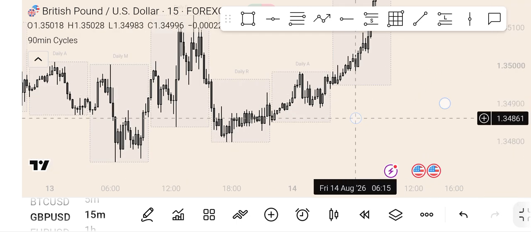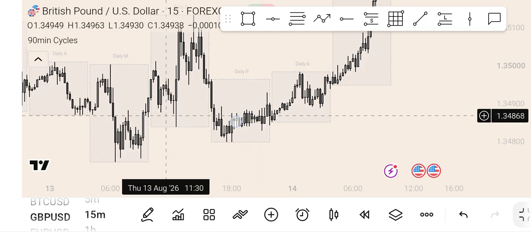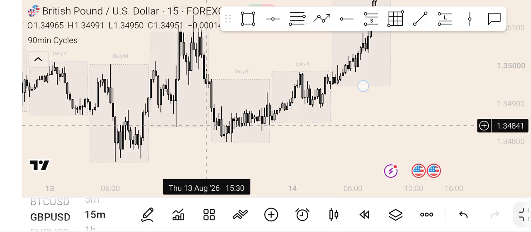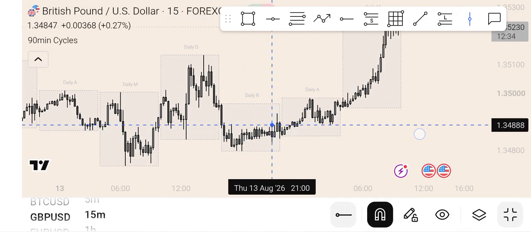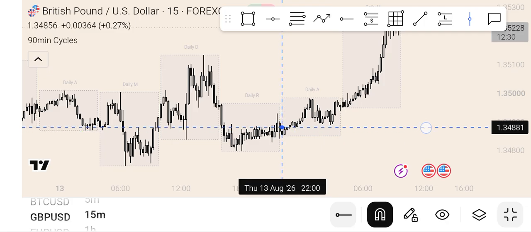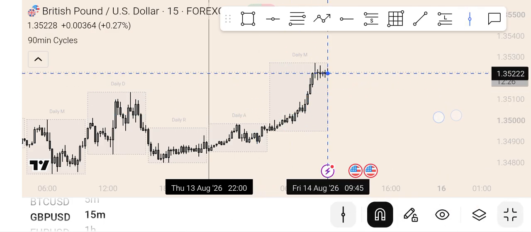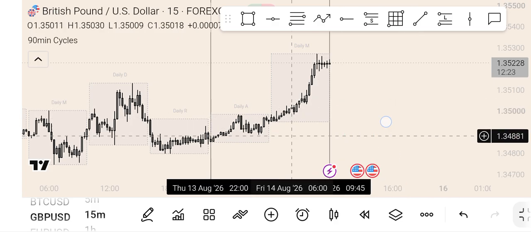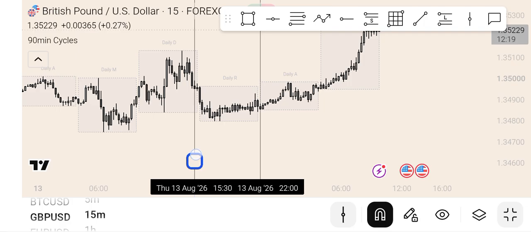So I want to observe these two. I'm suspecting an SMT occurred here. Daily R and daily A. Remember, the day starts from where? From the daily A. This Asian session, more like, but this is not really accurate. So this indicator is just for the quarterly theory. So I want to observe these two here.